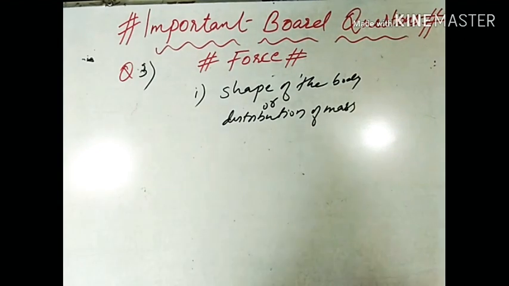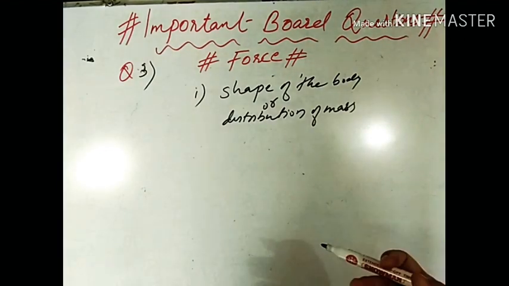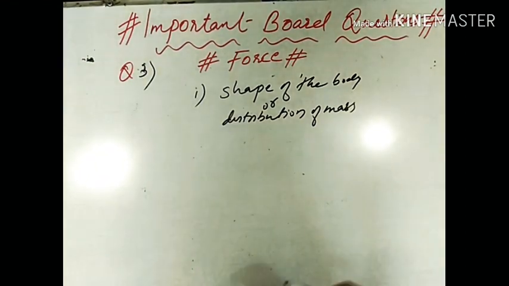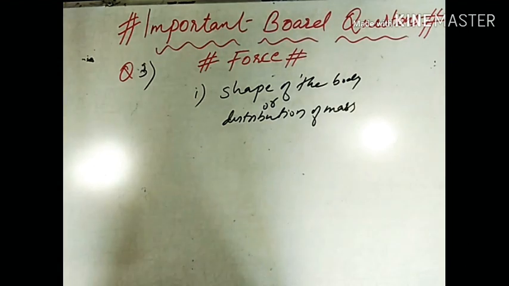For example, the CG of a ring, the center of gravity lies outside, and in the case of a boomerang. In all those cases, the center of gravity lies outside the body, where there is no material. Okay. Next, what is the second part?